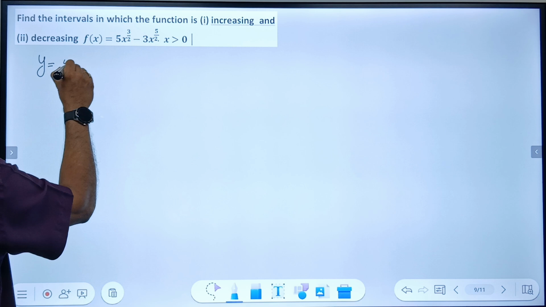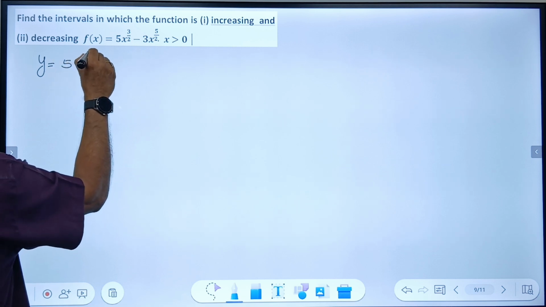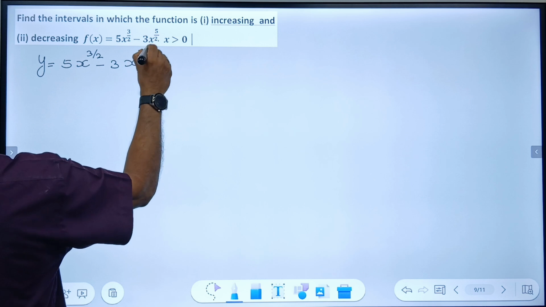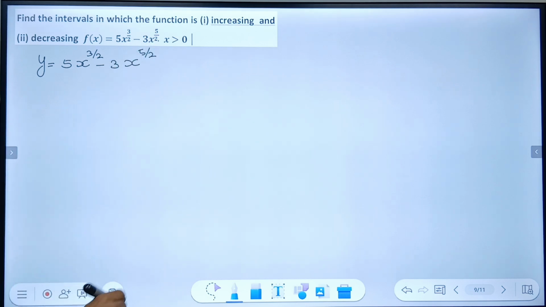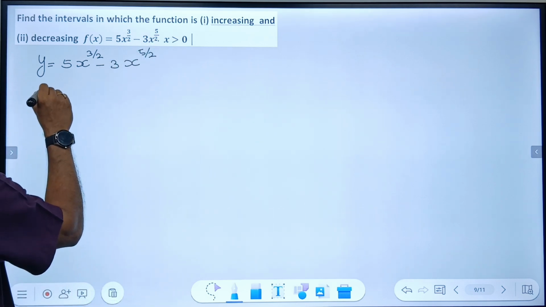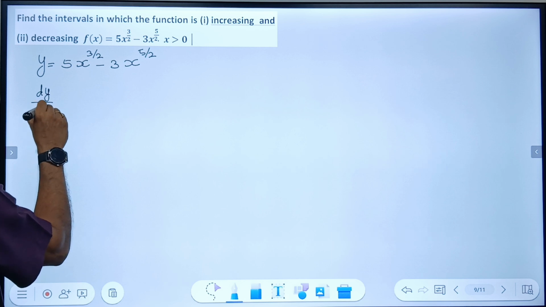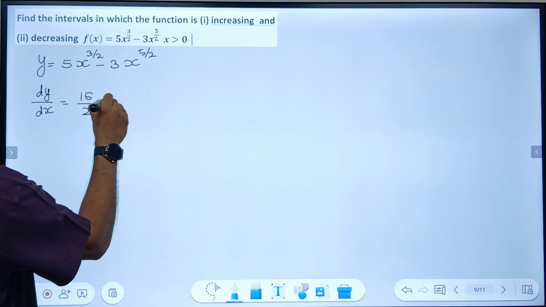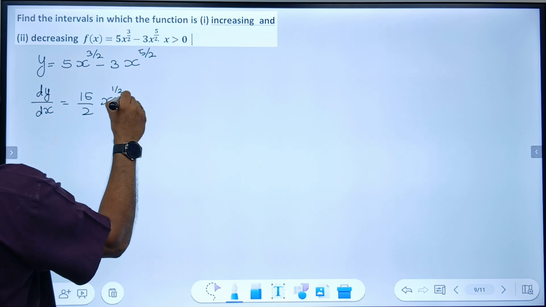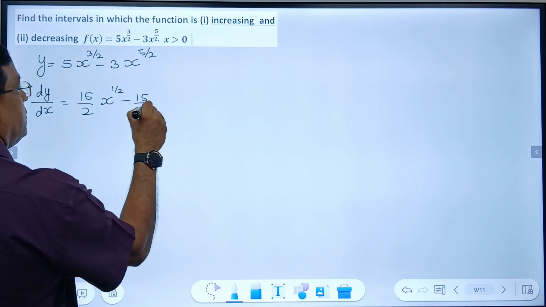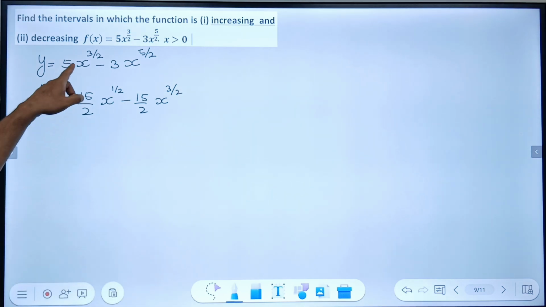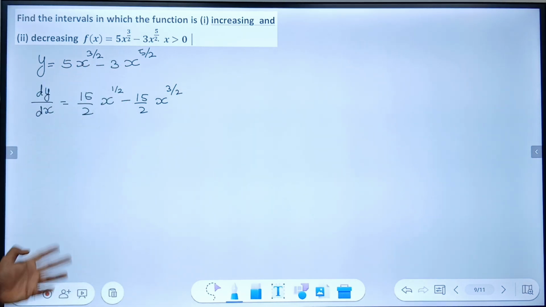y equals 5x^(3/2) minus 3x^(5/2). Now how do I do this? First of all I want to differentiate this. So what is dy/dx? dy/dx is (15/2)x^(1/2) minus (15/2)x^(3/2). Okay, we just used n x^(n-1), nothing great.